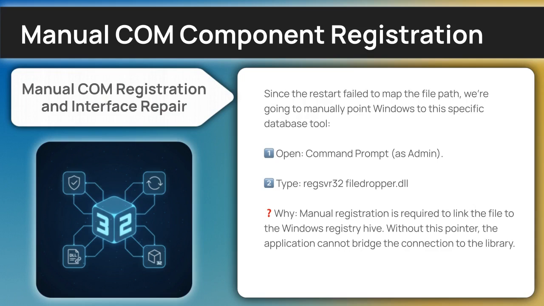First, open Command Prompt as admin. Second, type regsvr32, followed by your file name causing the error, then hit Enter. Why are we doing this? Well, manual registration is required to link the file to the Windows registry hive. Without this pointer, the application cannot bridge the connection to the library.